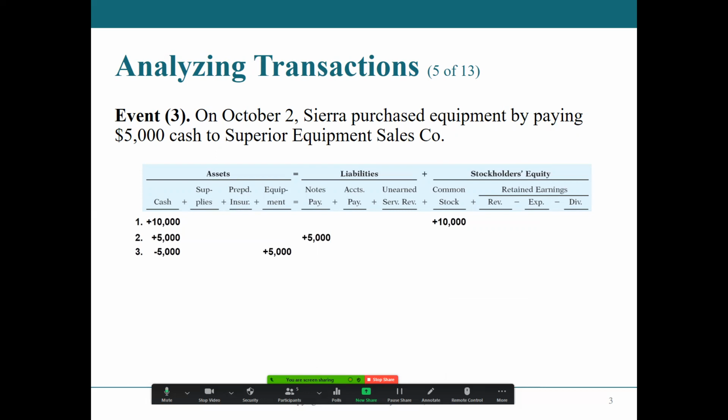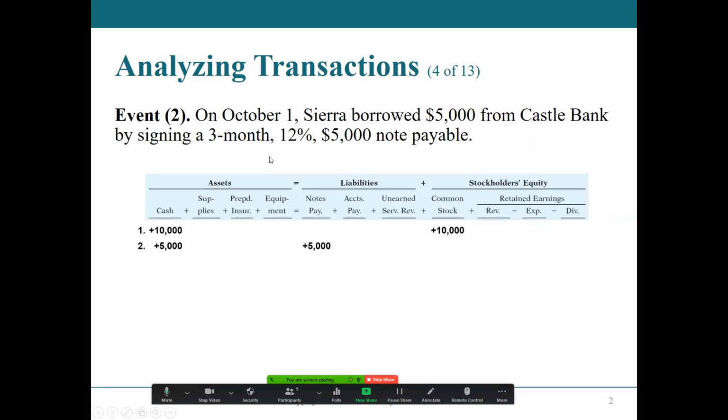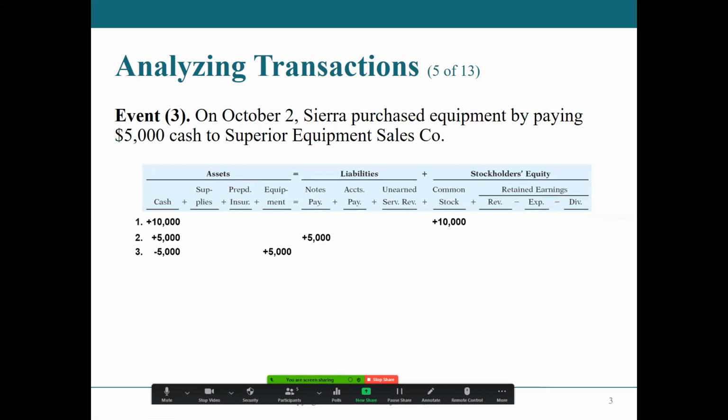In each of these transactions, there were two accounts impacted. In the first one, it was cash and common stock. Cash is an asset account. Common stock is a stockholder equity account. In the second transaction, we had two accounts impacted, cash and notes payable. Cash is an asset account and notes payable is a liability account. In the third transaction, we had two accounts impacted, our cash account and our equipment account. Cash is an asset and equipment is also an asset. So that's what I mean when I say there's always at least two accounts impacted.